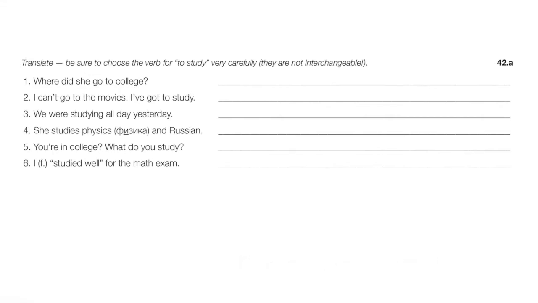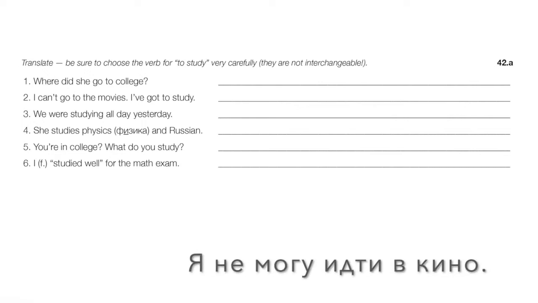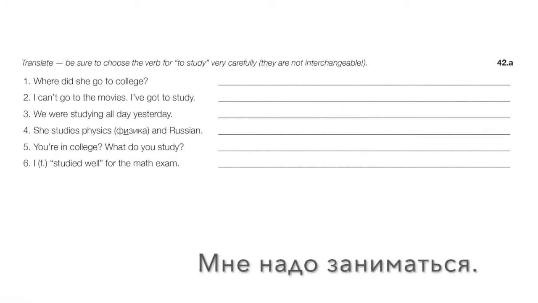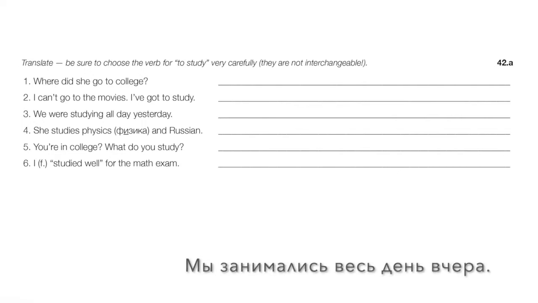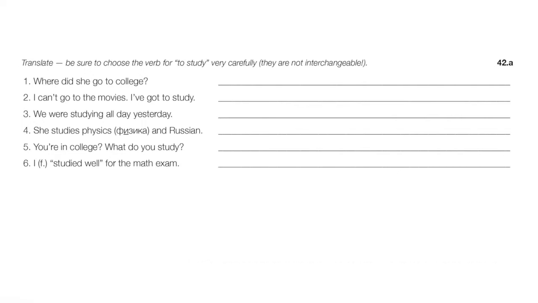Где она училась? Okay, number 2, I can't go to the movies, I've got to study. Я не могу идти в кино, мне надо заниматься. There's our general-purpose studying, doing-homework verb. 3, we were studying all day yesterday. Мы занимались весь день вчера. We were studying. That verb is imperfective, by the way. Весь день, all day. 4, she studies physics and Russian. Here we've got subjects, direct objects. We need изучать here. Она изучает физику и русский язык.